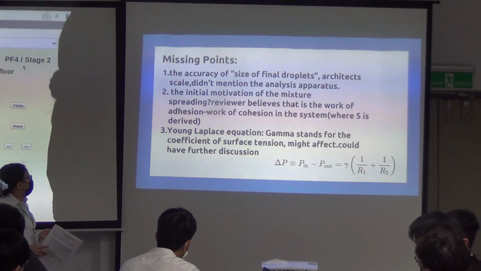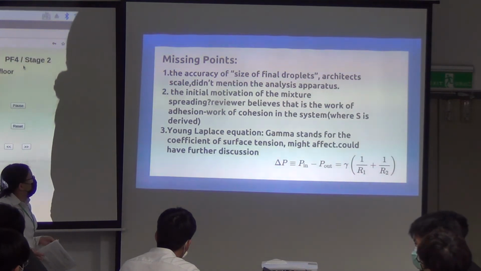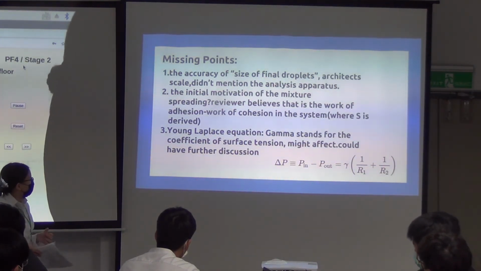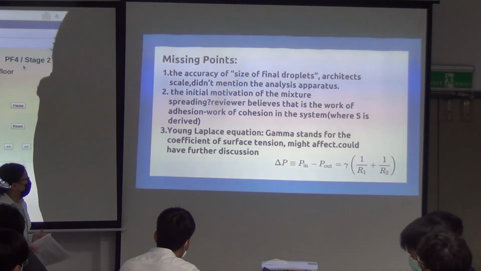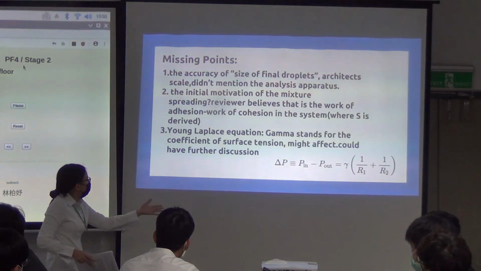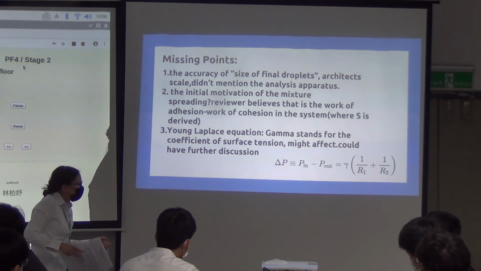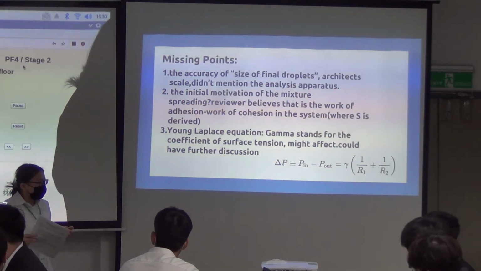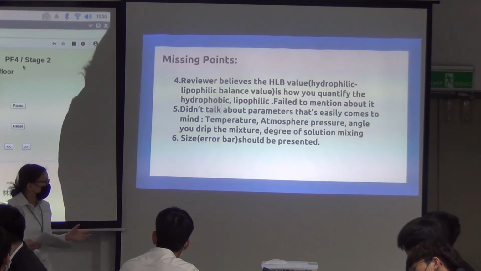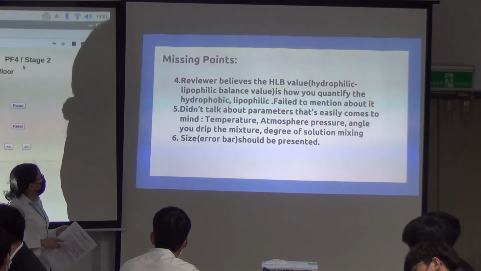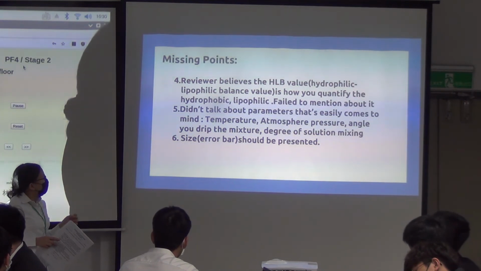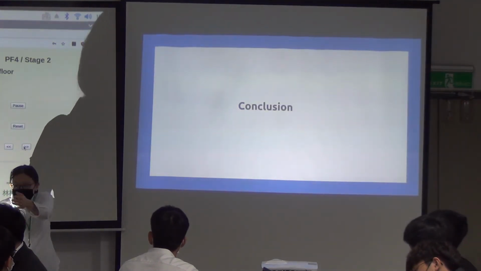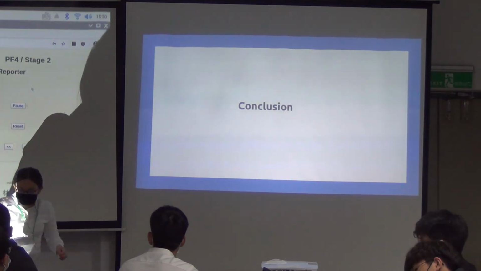And the second one is that the spreading coefficient is the work of adhesion minus the work of cohesion. And the third one is the Young-Laplace equation, where gamma stands for the coefficient of surface tension. So this will definitely affect this experiment, but they could have talked about it, and they didn't. And the reviewer believes that the HLB value, which is the hydrophilic-lipophilic balance value, is crucial. Time is up.